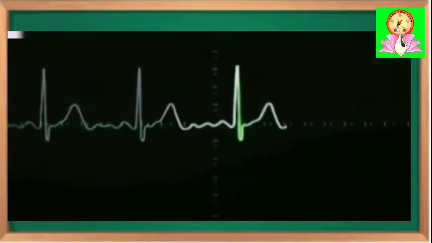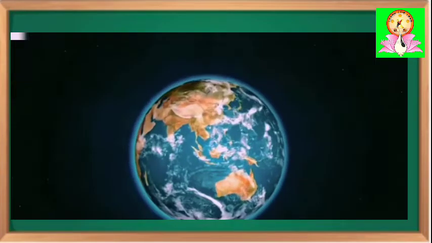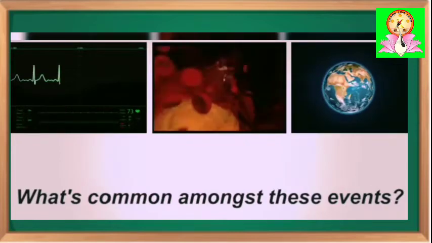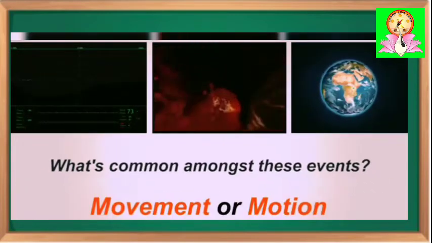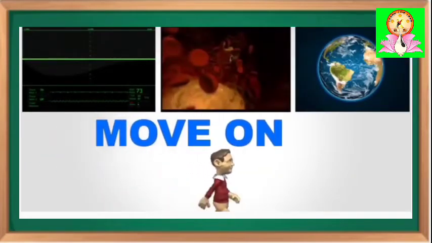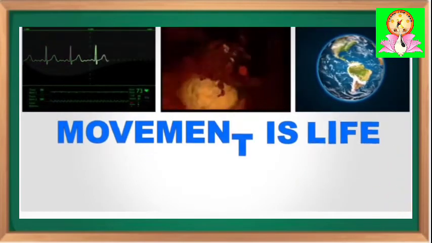Dear friends, we all know what this line means. Its ups and downs are reflective of the various situations in our life. While the blood is continuously flowing through our arteries and veins, supplying nutrients to all our body. The earth has been spinning since time immemorial, creating what we call day and night. But do you know what's common amongst all these events? Of course, movement or motion. Leaving behind the past, move on. Movement is life.